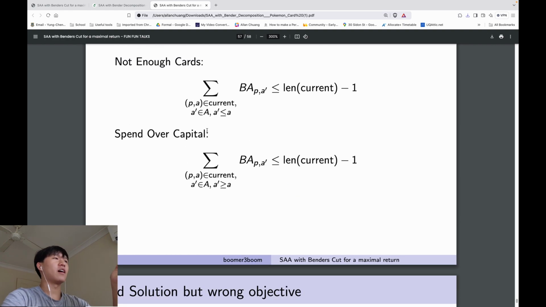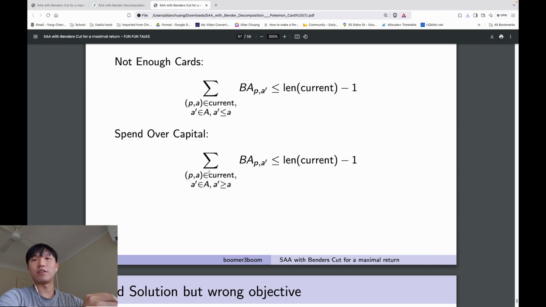So if we have a price and amount from our current solution and we're looping over a dash in A as well, if the A dash is less than the value we have stored in our current solution, then we're going to sum that integer up as well and make sure that is less than our current minus 1.